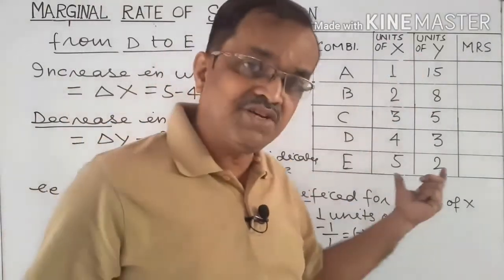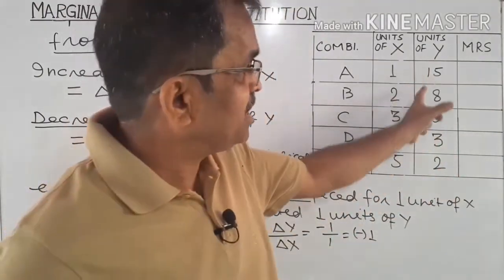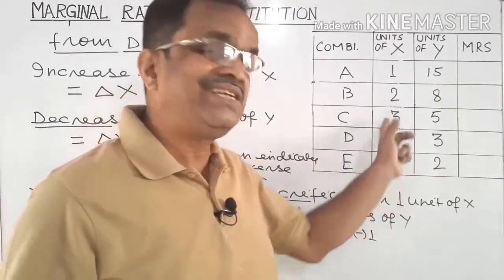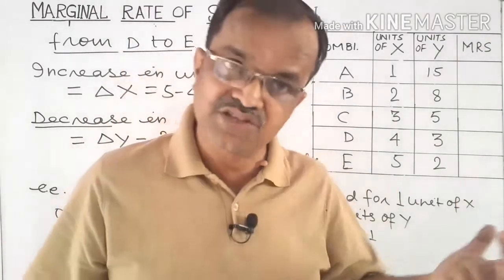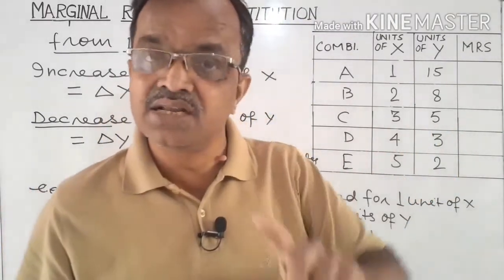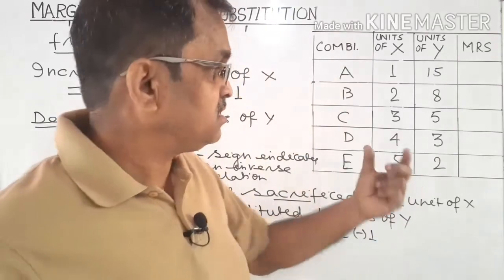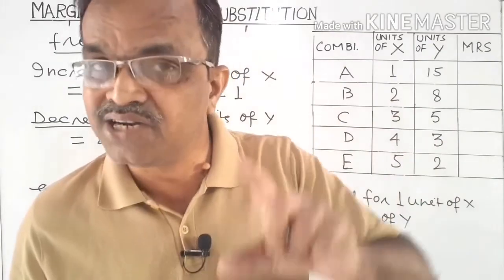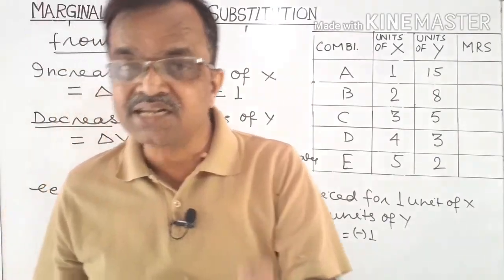Means what is the observation here? That the consumer is willing to sacrifice certain units of commodity Y for every additional unit of commodity X that is consumed. Means there is a certain rate at which this sacrifice of commodity Y is done for every 1 additional unit of commodity X. This rate at which commodity Y is sacrificed for every additional unit of commodity X, this rate of substitution is termed as marginal rate of substitution.